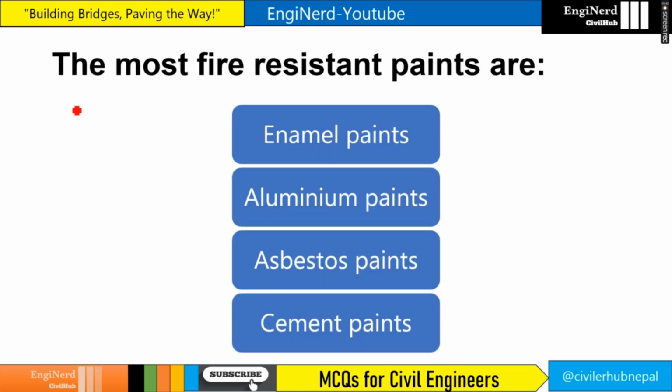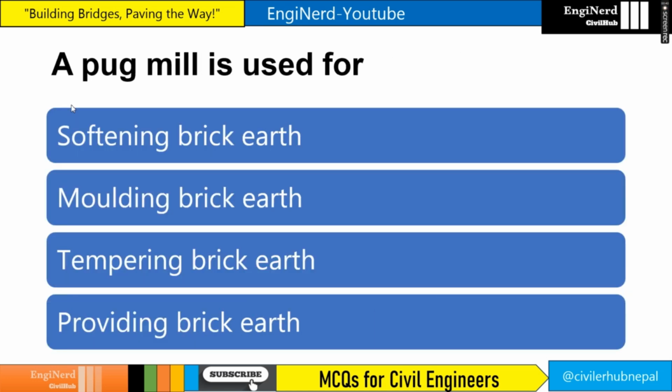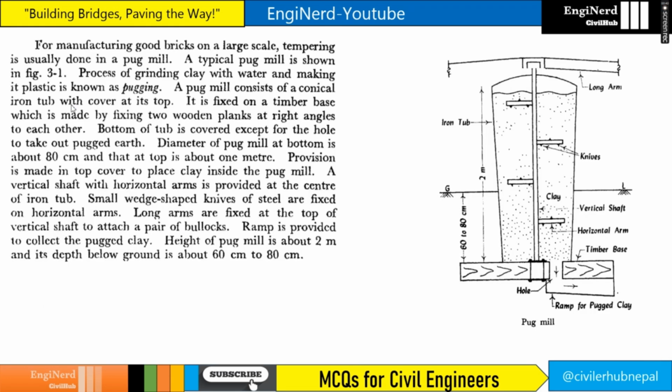The most fire resistant paints are asbestos paints, right? The answer is asbestos paints. A pug mill is used for tempering brick earth, right? So if you see here, the process of grinding clay with water and making it plastic is known as pugging. This is the process of what? Tempering. You see here, tempering is done in the pug mill.